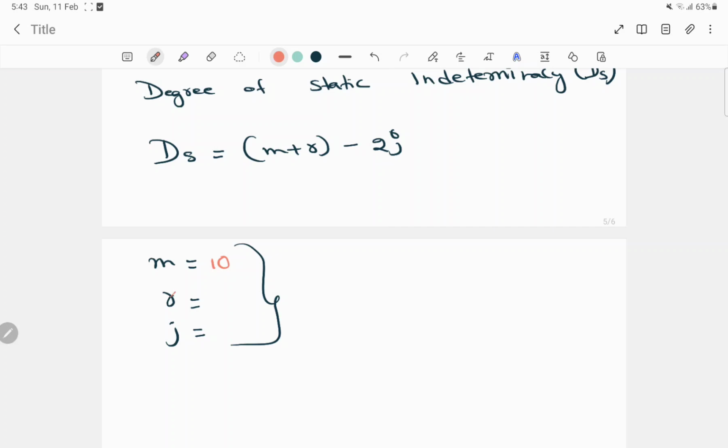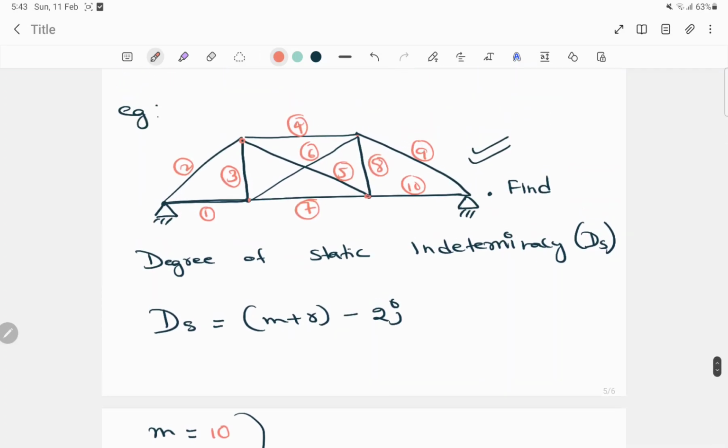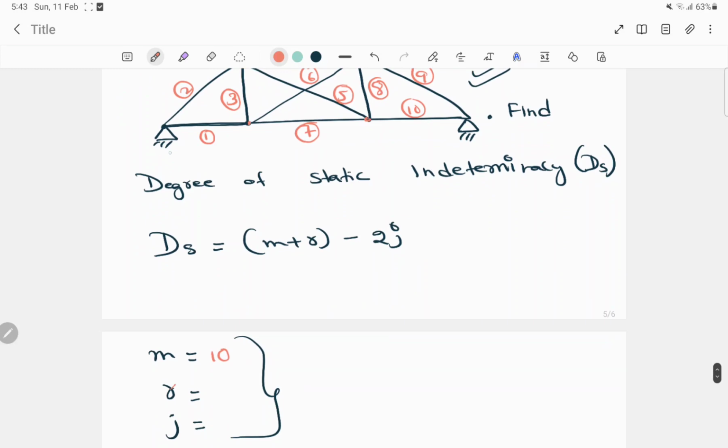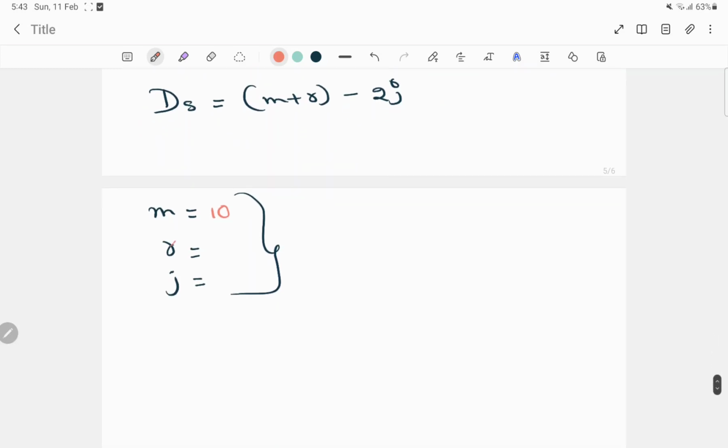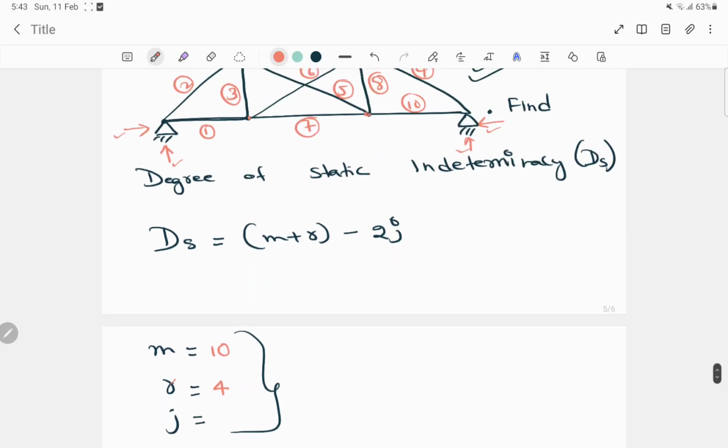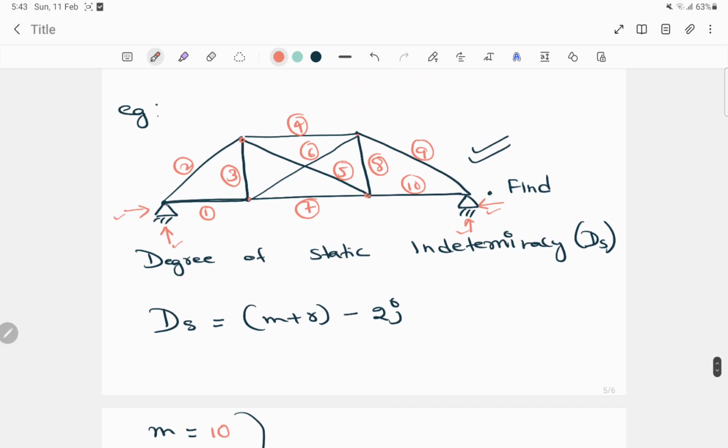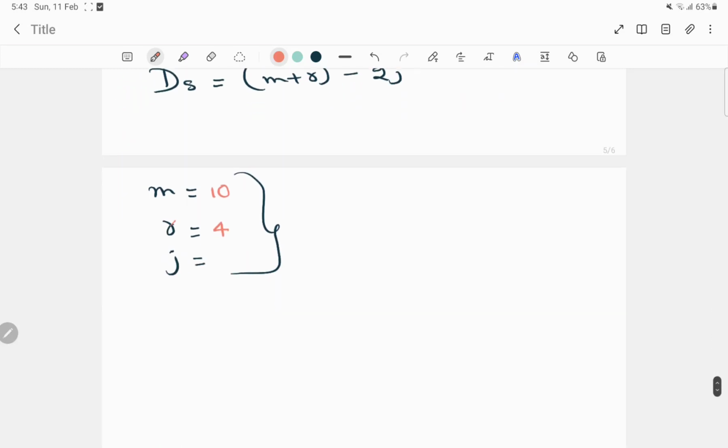Now r is what? Number of reactions. See, it's a hinge support. For a hinge support we have 2 unknown reactions, and here also it's 2 unknown reactions. So total number of unknowns is 1, 2, 3 and 4. So in this question we have 4 unknown reactions. Now we have to count the number of joints. Number of joints here is 1, 2, 3, 4, 5 and 6. So in this question we have 6 joints.